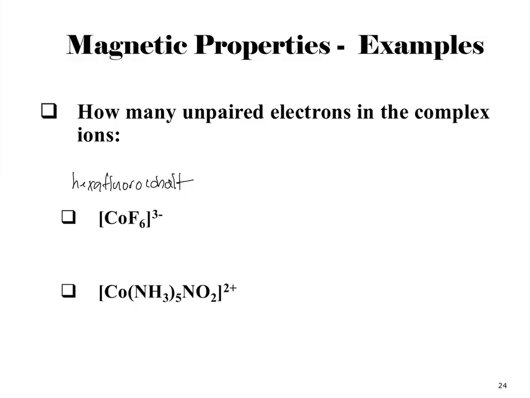This one, on the other side, might be a little bit more annoying to tell you, right? We have amine, 5 amines, pentaamine, and then the nitrite, which becomes nitrito.